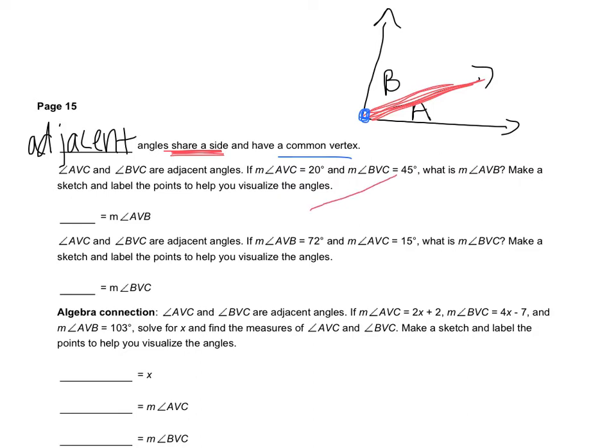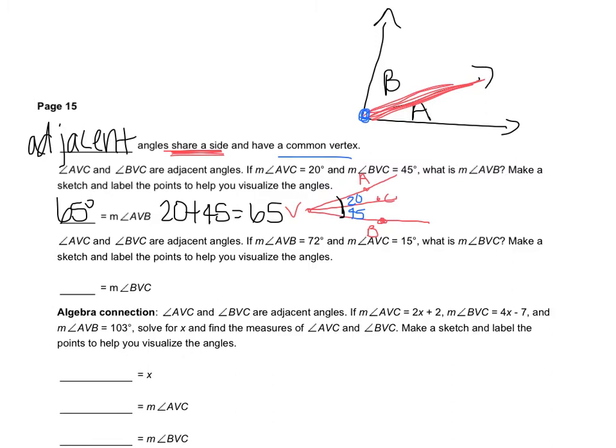So I'm going to draw a picture. I'm going to label this as A, V, and then C is going to be in here. And BVC is going to be here. They're adjacent. So they tell us AVC is 20 and BVC is 45. And the question asks us, what is AVB? So all it wants to know is, how big is this whole thing? Well, if part of it's 20 and the other part's 45, then to find the whole thing, all I have to do is add 20 plus 45. 20 plus 45 is 65. So AVB would be 65 degrees.